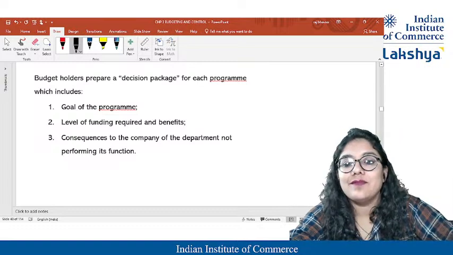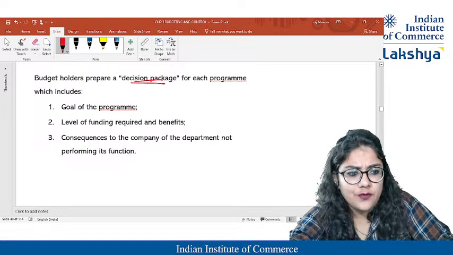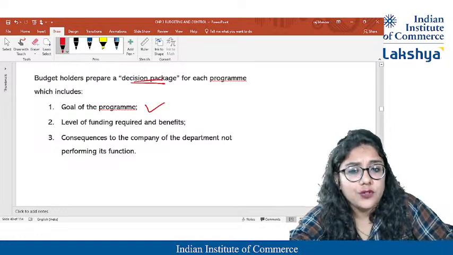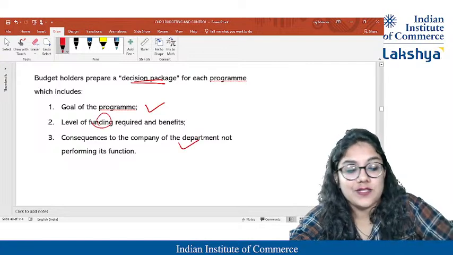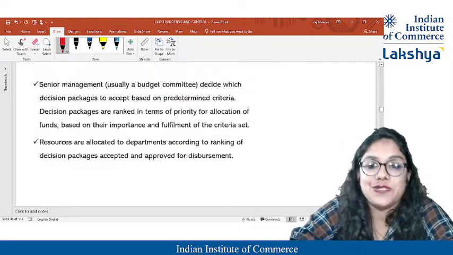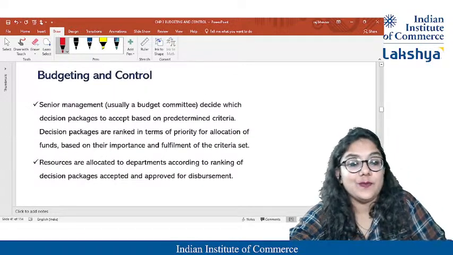Yes, the budget holder over here prepares a decision package for each program. That is how the goal of the program is achieved, how they'll be getting the funds, and what the consequences are if the department does not function well. So who is going to make it, guys? The senior manager will think.